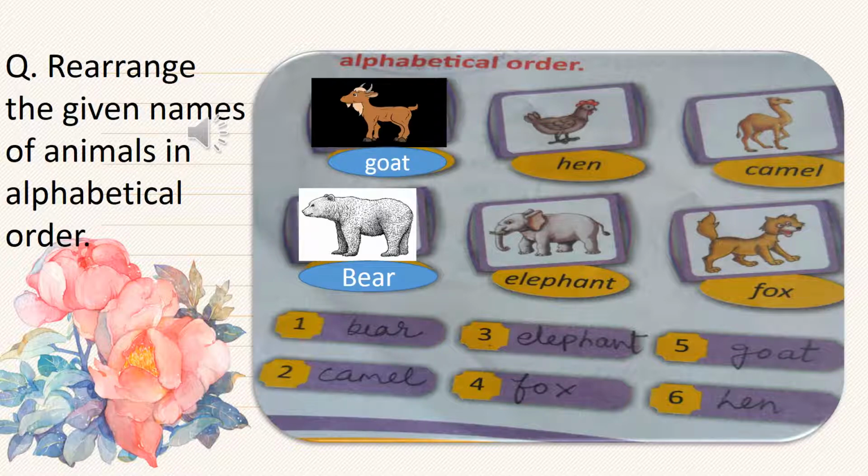I have written these in a jumbled order, and you have to write them in alphabetical order. Answers I have written down. Don't copy the answer. First try to solve and then match the answer. So the first is bear, then camel, elephant, fox, goat and hen.